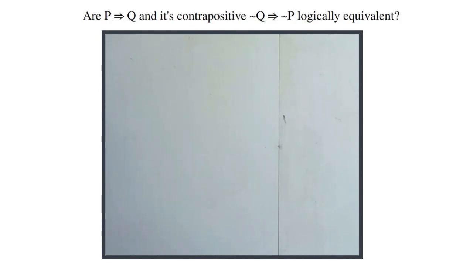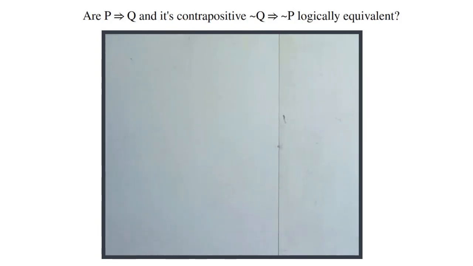Are P implies Q and its contrapositive, not Q implies not P, logically equivalent? To see if things are logically equivalent, we construct a truth table. Every entry in the column for P implies Q needs to be exactly the same as the entry in the column for not Q implies not P.